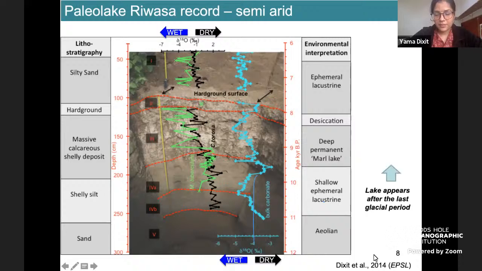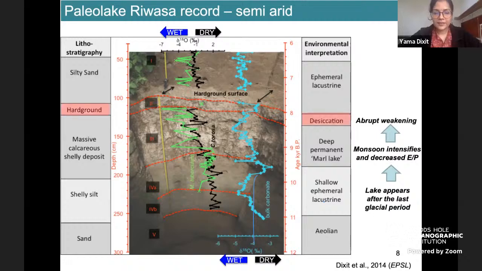And if we interpret this as a monsoon record, we can say that the lake appears after the last glacial period when the monsoon intensified, and the deepest lake would represent the highest monsoon intensity and decreased E by P in the region. And then there's an abrupt weakening around 8.2, which led to the drying of this lake. And then the monsoon recovers, and there are ephemeral lacustrine sediments in the region.